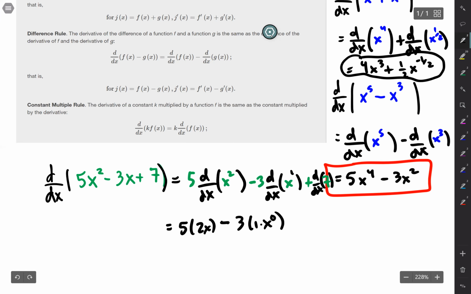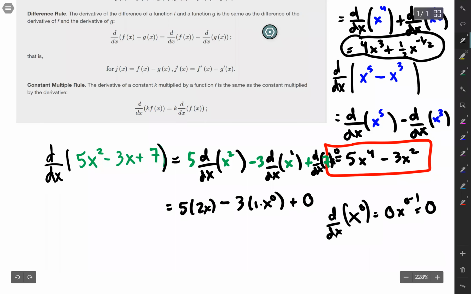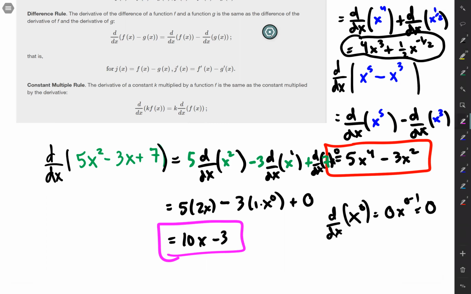And then finally, the derivative of 7 is 0 because it's a constant. So you can think of that as 7x to the 0. So when you follow the general power rule, the 0 comes out front. Write it this way: I'm taking the derivative of this. You've got to look at that as being 0 times x to the 0 minus 1. 0 times anything is 0. Okay, so the simplified answer here is 5 times 2x is 10x minus 3. And that would be our final answer there. Okay, hopefully that helps.